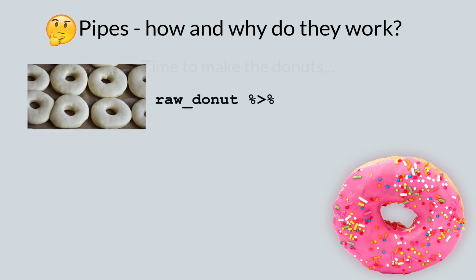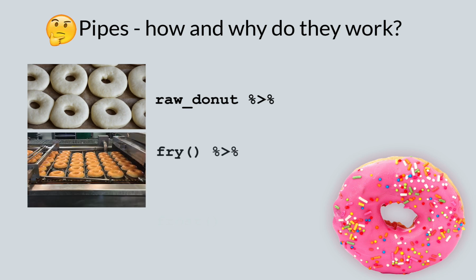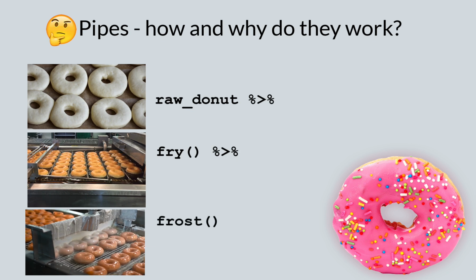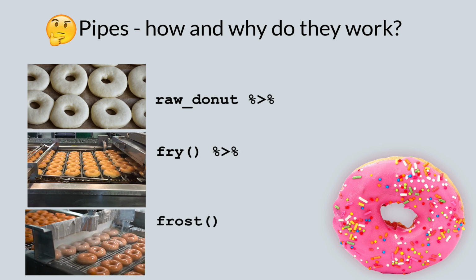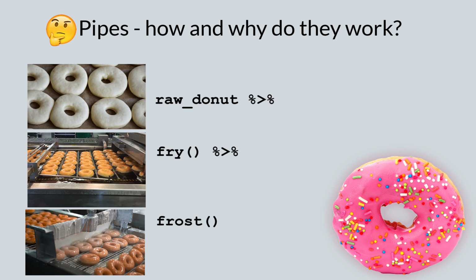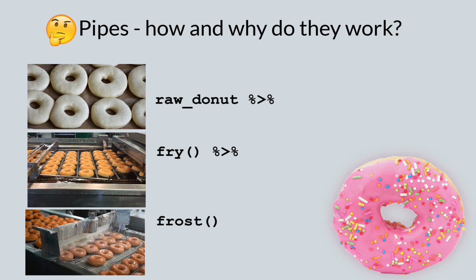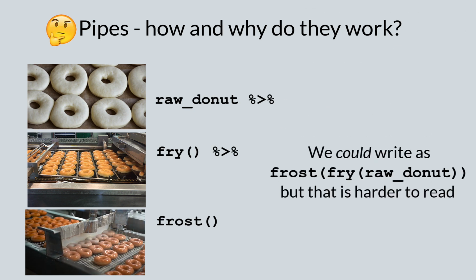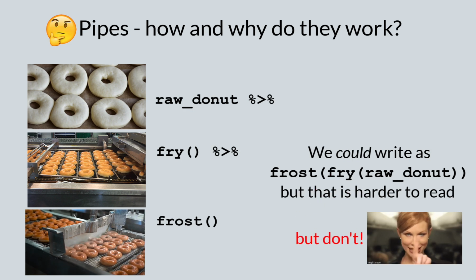We start out with an object like a raw donut and pipe it into a function that fries it. The object that emerges from that, the cooked donut, is then piped into a function that puts icing on it. We could kind of write that as raw donut, pipe fry, pipe frost. We're taking the raw donut, putting it into the fry function, and putting that output into the frost function. And we could write this the old school way as saying frost with fry with raw donut as the argument, but we can see that nesting commands kind of makes it more difficult to read.